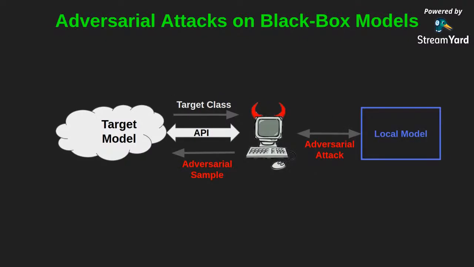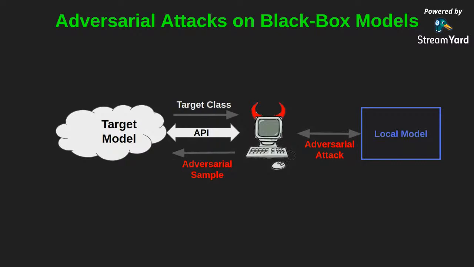But in black box adversarial learning, what an attacker can do is build a similar neural network which performs the same task as your target neural network. So let's say it's a face recognition model that you are targeting. The attacker can build their own face recognition model and perform an adversarial learning attack on that model. And when the adversarial samples are generated, they can use those same adversarial samples to perform an adversarial attack on the target model.